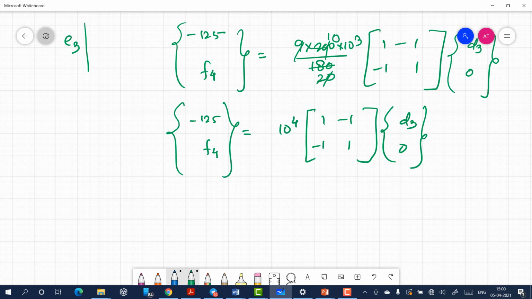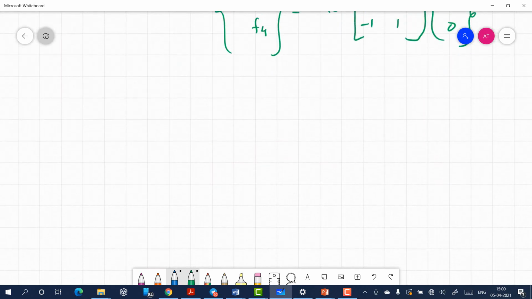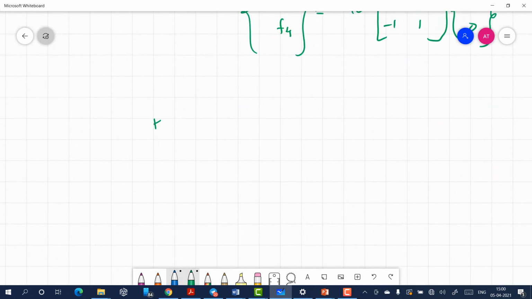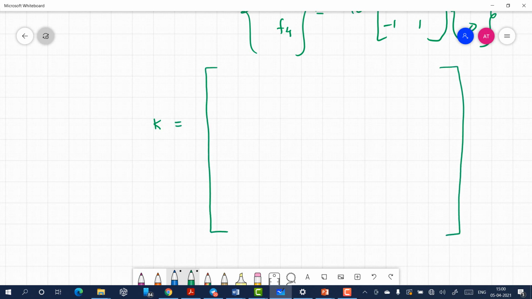Now we will assemble these things. And how do we assemble it? So let us make the assembly matrix. How many degrees of freedom do we have? If we look at the problem, we have node 1, 2, 3 and 4. So we have displacement 1, 2, 3, 4, so we have 4 degrees of freedom. So the stiffness matrix should be 4 by 4, and we will make that kind of matrix.